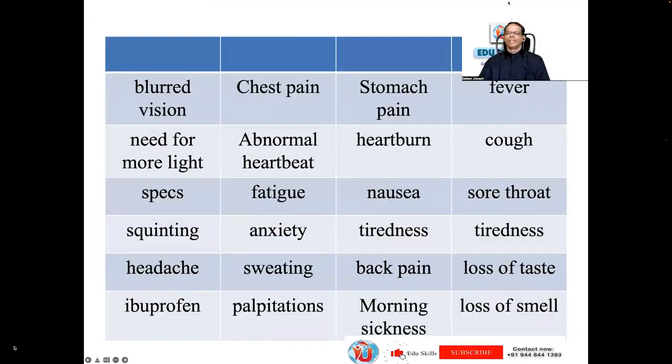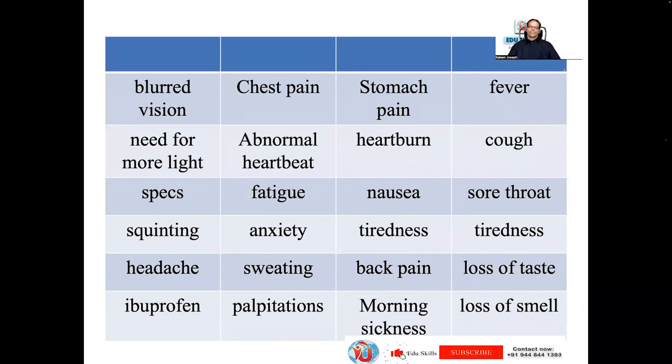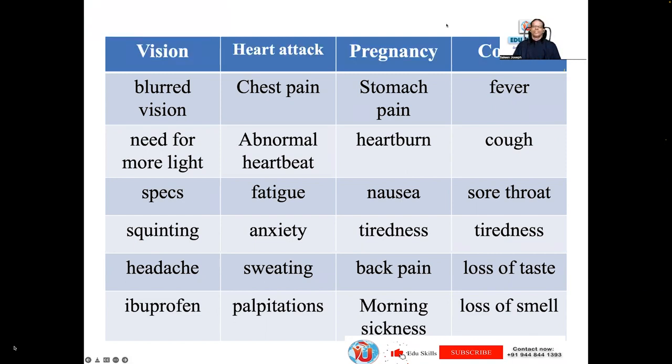Now, could you just identify the disease? Looking at the symptoms, first column, symptoms of what? Vision problem. Second one. Heart problem. Yes. Third one. Pregnancy. Exactly. Fourth one. COVID-19. Exactly. Being medical professionals, these are by heart for you. You really know them. I have not given the title, but I'll show you the title now. Symptoms of what? See. Now, these are the symptoms. Vision problem, heart attack, pregnancy, and COVID.